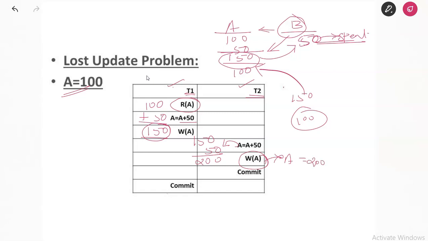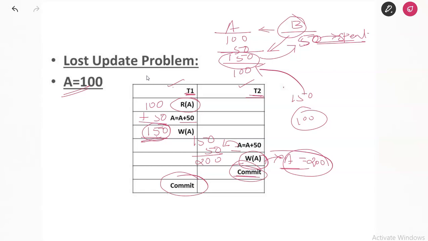And now see what it is doing. T1 had not committed the value at all. T1 had just performed the operation and the changes were saved temporarily. But T2, after performing the add operation and updating it, is also committing the operation, which means the changes made to the account of A should be permanent. The permanent changes are being made by transaction T2. After the commit has been performed by T2, now T1 is trying to commit. When T1 tries to commit, the value should be 150. But as you can see, the value is currently 200.